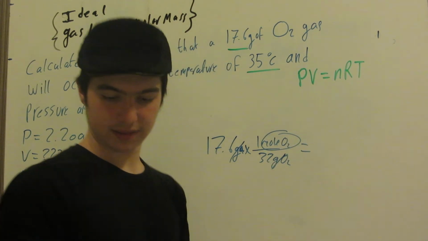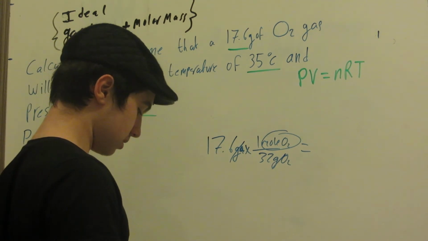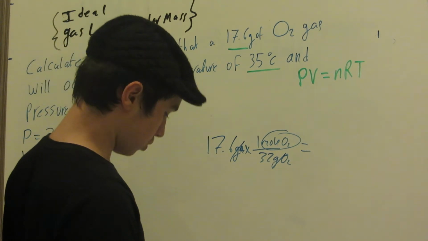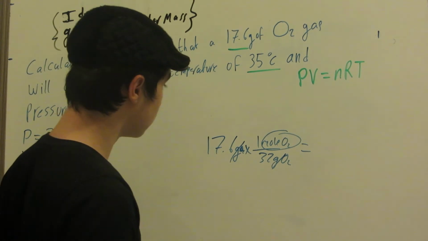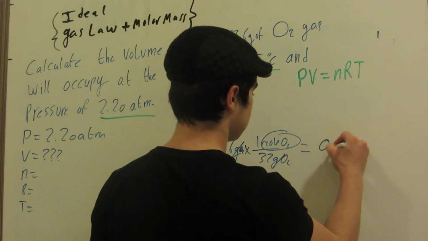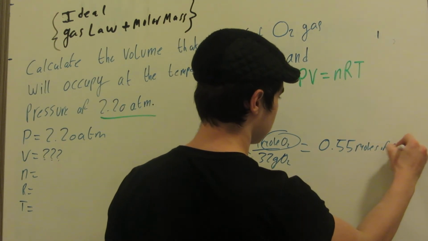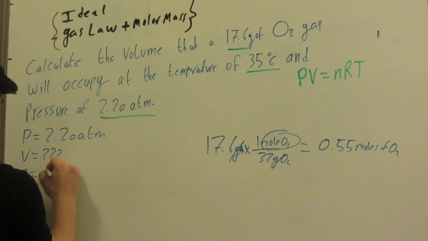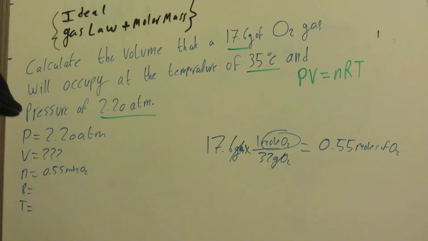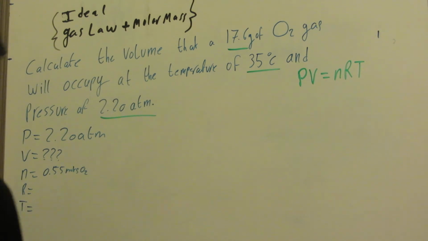In order to do the math, we use a calculator, not to waste time. So 17.6 over 32. We're going to get 0.55 moles of O2. Alright, great. So we have 0.55 moles of O2. Alright, let's erase this and keep some clean space.